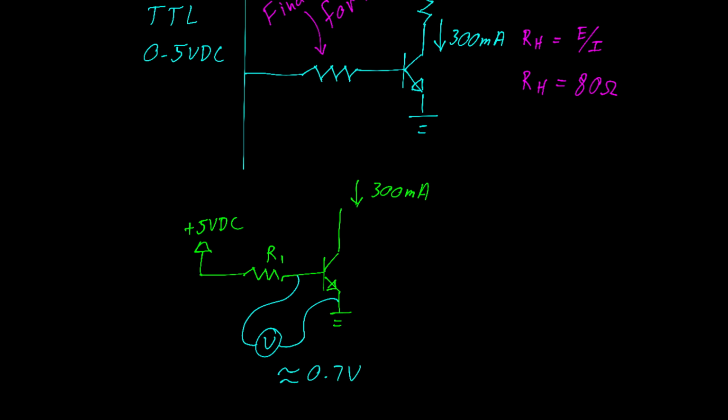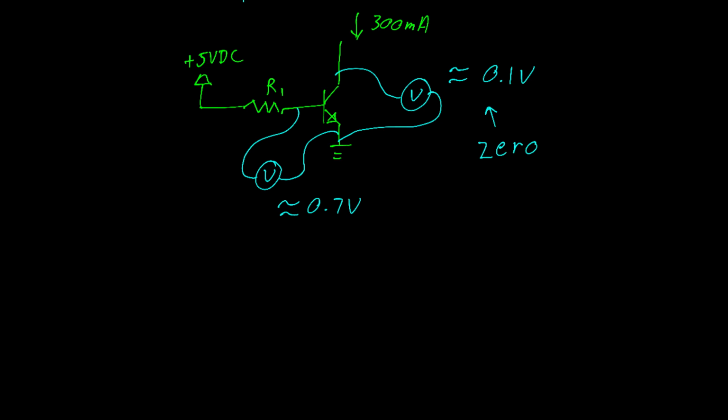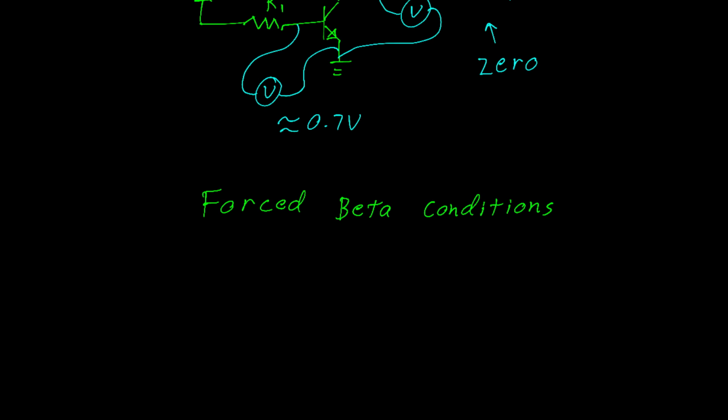If we were to measure the voltage from the base to the emitter, we would see that it's about 0.7 volts. If we were to measure the voltage from the collector to the emitter, we would see that that's about 0.1 volts, which is close enough to 0 for our purposes. At this point, we can start talking about the forced beta condition, otherwise known as saturation.